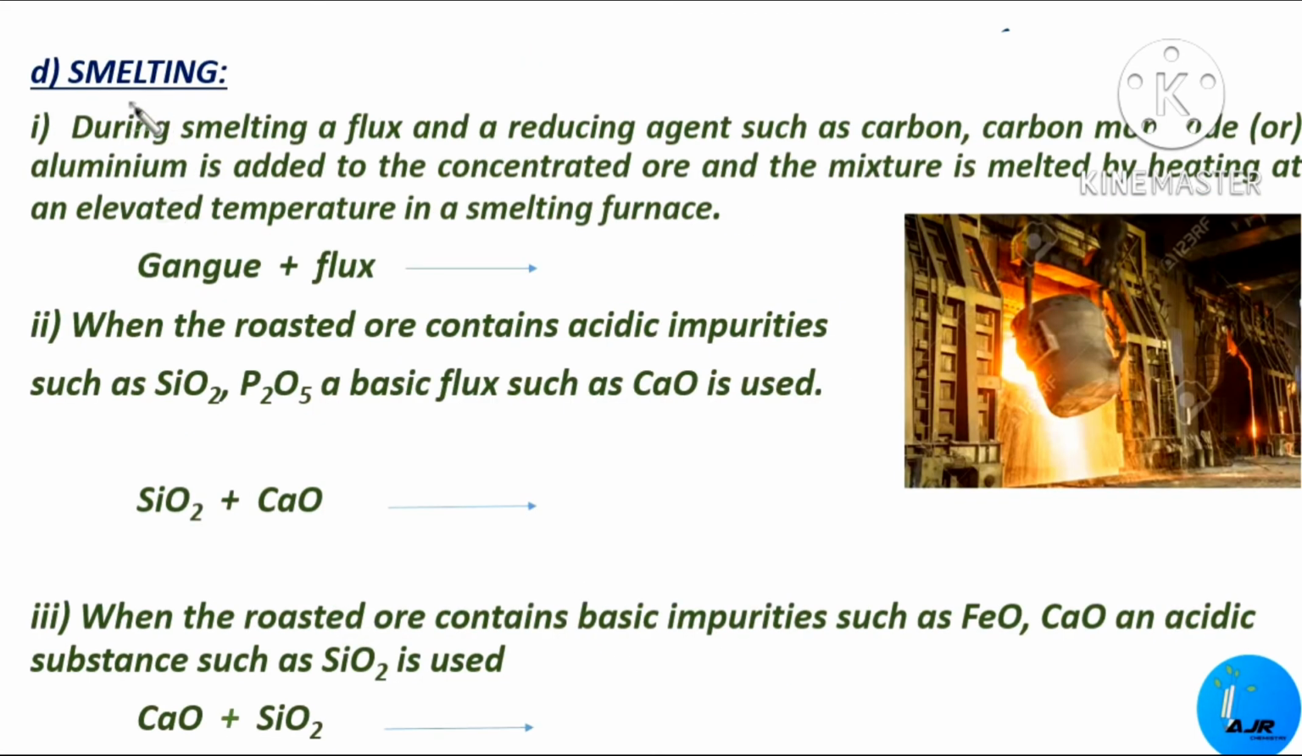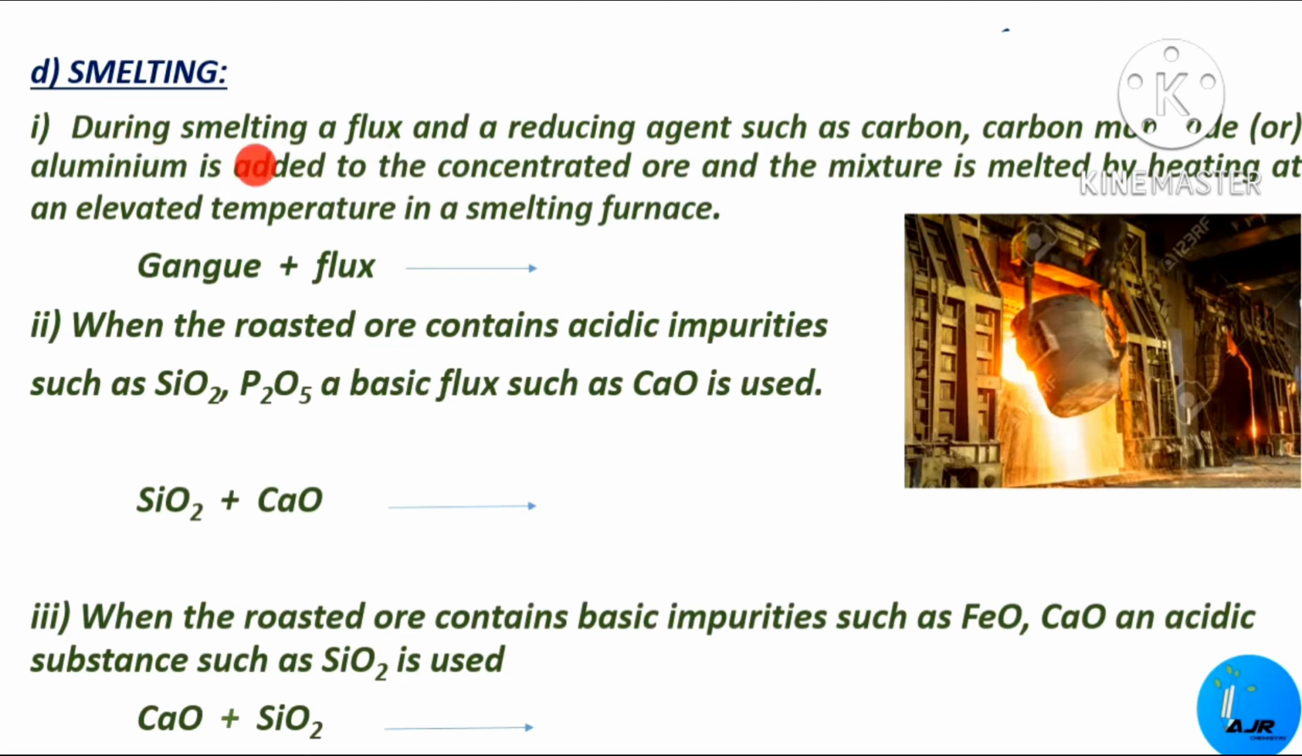The last one is smelting. That's very important. What do you mean by smelting? During smelting, a flux is used. What do you mean by flux? Flux is a chemical substance that forms an easily fusible slag with gangue. Gangue itself is an impurity, and slag is the waste product that is produced during metallurgy.